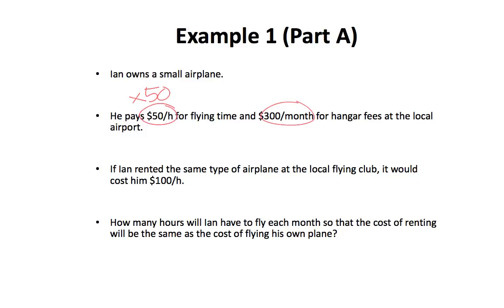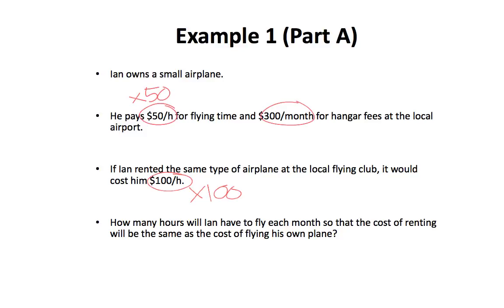The third sentence describes the fee structure at the local flying club. $100 per hour is a rate, and a rate involves multiplication. So this is the same thing as multiply by 100.